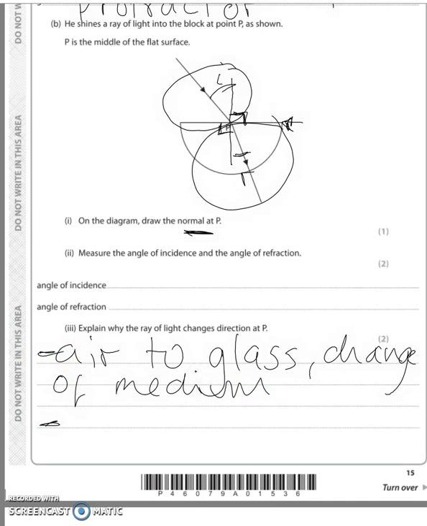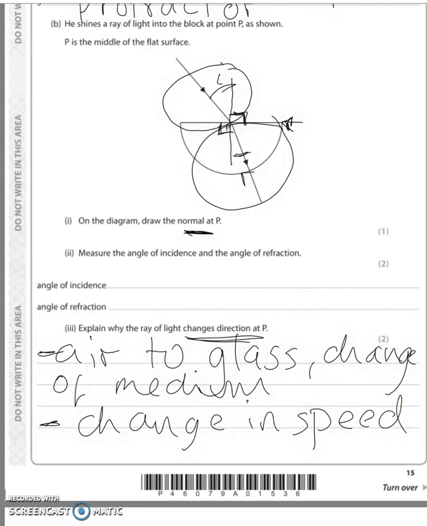Second mark is for saying, why does it change direction? So what happens to the light when it goes from one medium to another? And the reason is because there is a change in speed. Now you can say that it slows down because that is what happens. It goes from air into glass and it slows down, or a change in speed will do just fine too. Now that's all you need for the marks.